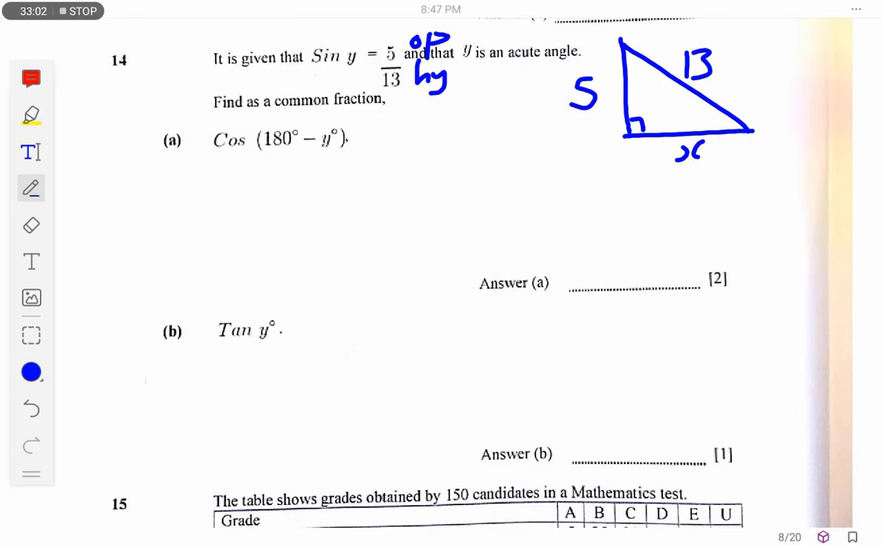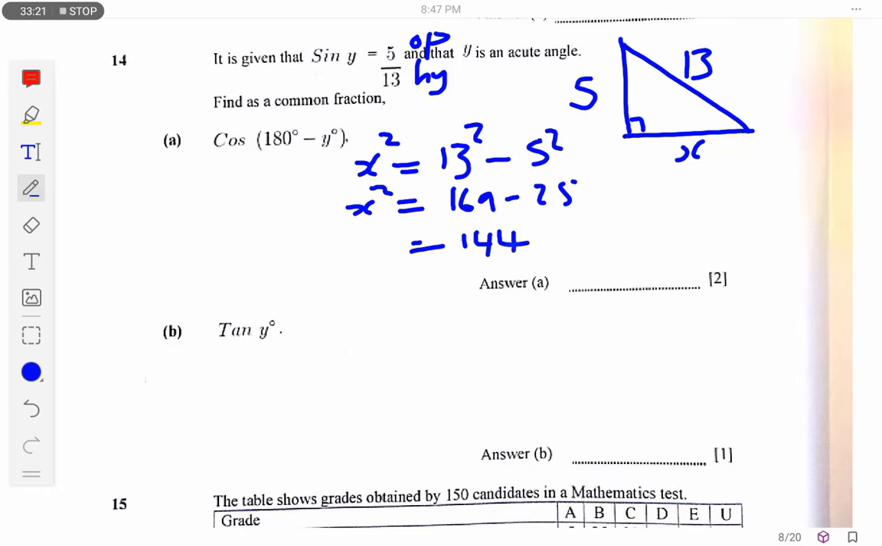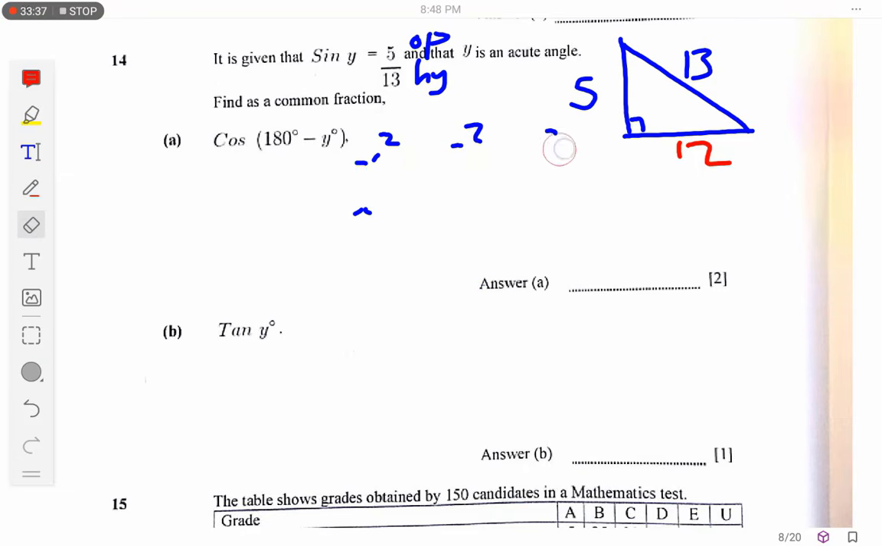So x squared, using Pythagoras theorem, is equal to 13 squared minus 5 squared. So x squared is equal to 169 minus 25. I get 144. So my x is going to be the square root of 144. x is equal to 12. So I have solved for my x value. That was the hidden part there. I'm going to replace x with 12 and rub off this working of our Pythagoras theorem. Okay, now let's answer the question.